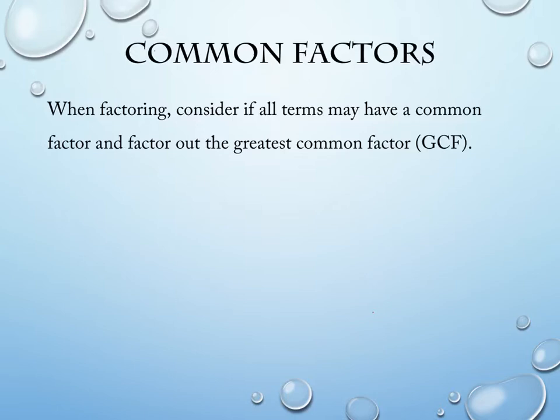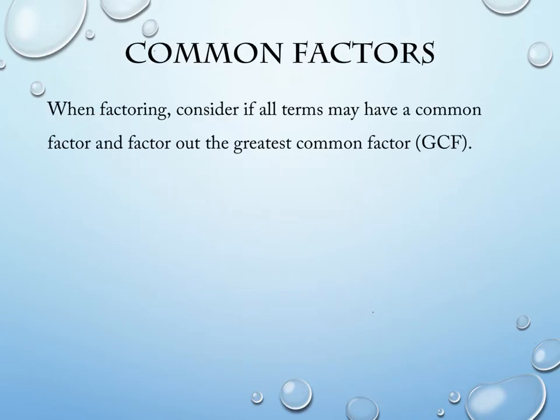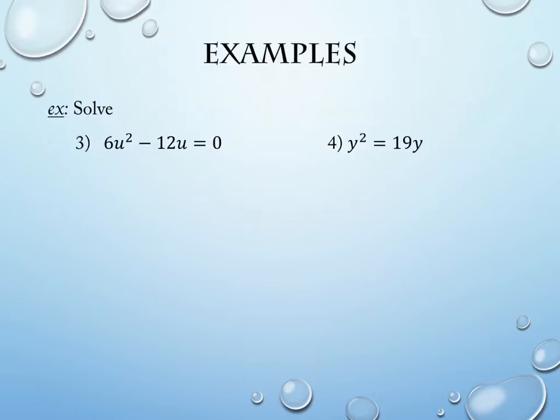Maybe they're all divisible by -4. They were on number 2. That's why the -4 is in front. Okay? Maybe they're all divisible by x squared. If so, we pull an x squared out of everything. So whatever they're all divisible by is called the greatest common factor. And here's a couple of examples of how this works.